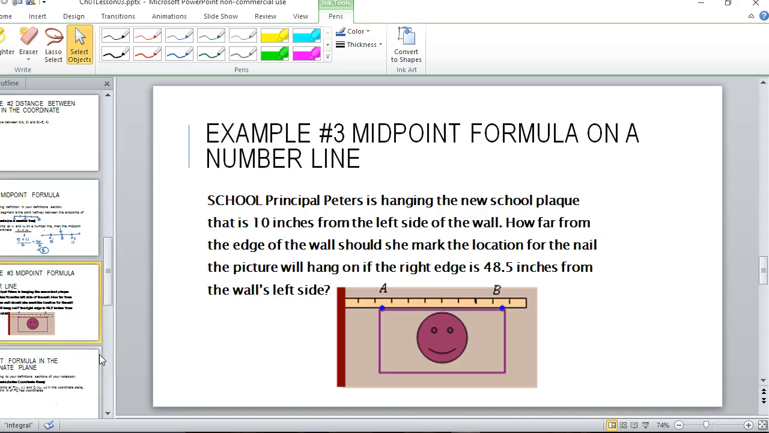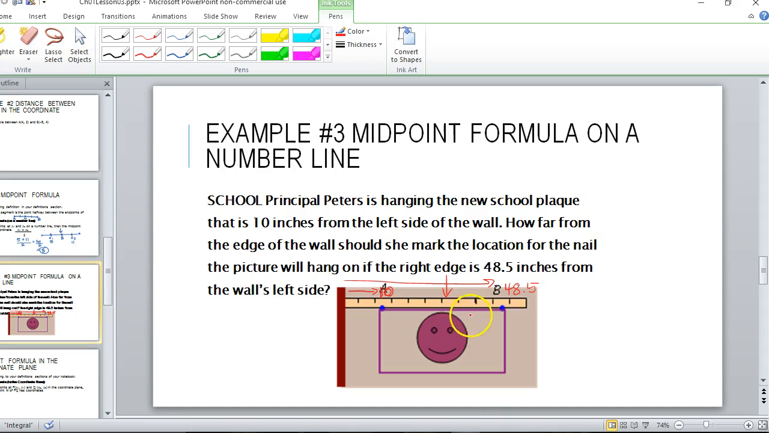All right, you can pause the video and try this example. All right, now that you're back, hopefully you were successful working this problem. Principal Peters is hanging a new school plaque that is 10 inches from the left, so we're at 10 here. Hopefully you labeled it 10. From the left side of the wall, how far from the edge of the wall should she mark the location for the nail that the picture will hang on if the right edge is 48.5 inches from the left side wall? So this is 10 and this is 48.5. Right, we want to be right here in the middle somewhere.